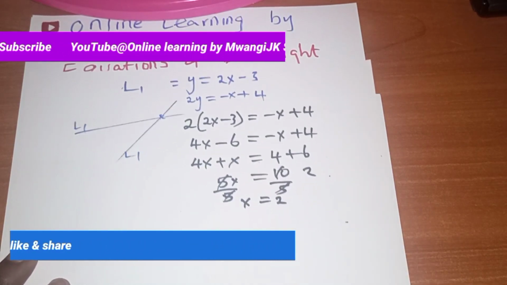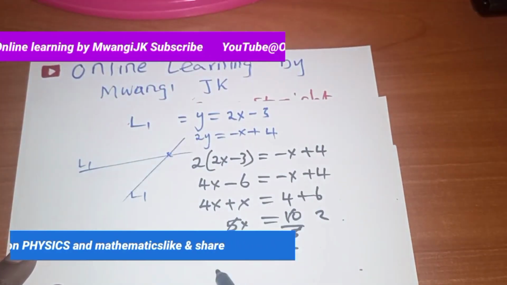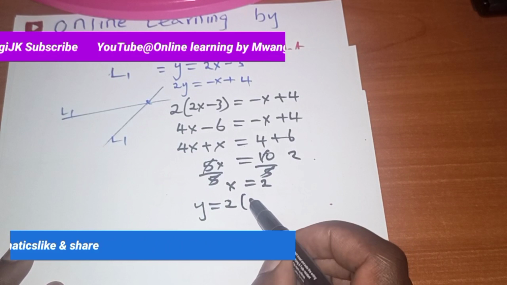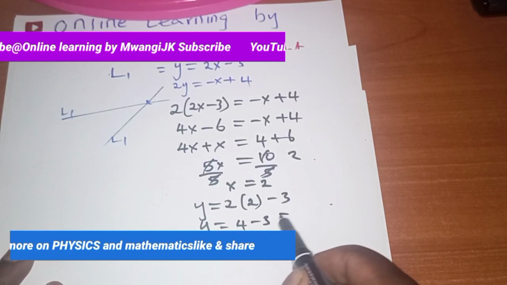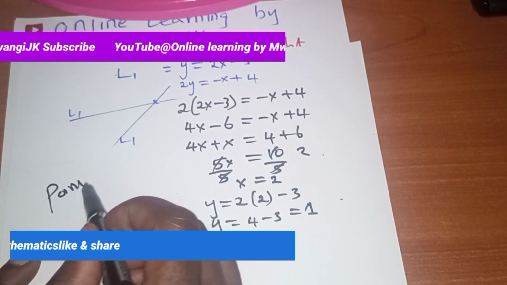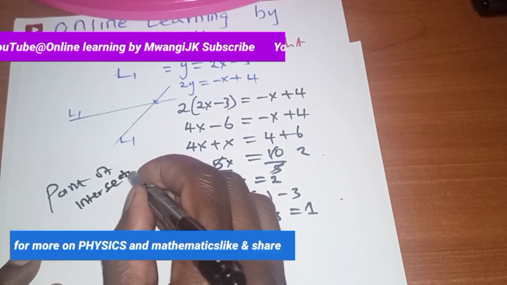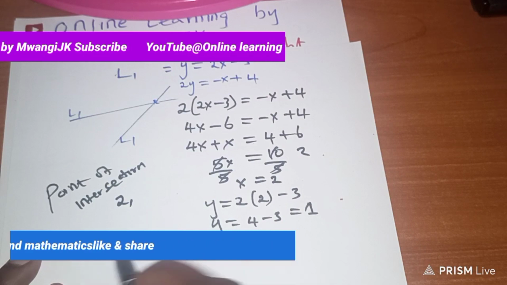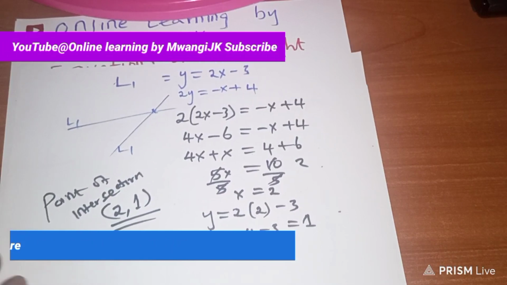But you are not done yet. So we require to find y. So y from up here, y = 2x, so we can insert this 2 minus 3. So this is y = 4 - 3, which is equal to 1. So therefore the point of intersection is the point (2, 1), or the two lines will meet at (2, 1).